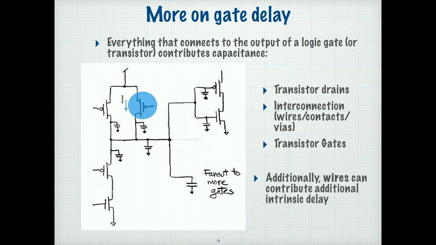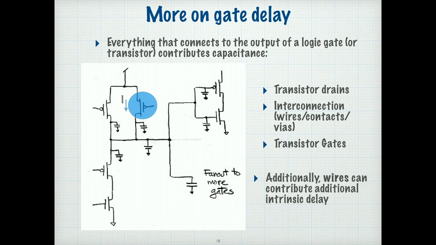I've drawn these little capacitors in here to show you. Every transistor source and drain region has capacitance associated with it. The gate region of a transistor has capacitance associated with it. The wires have capacitance associated with them. So all that capacitance has to be charged and discharged.